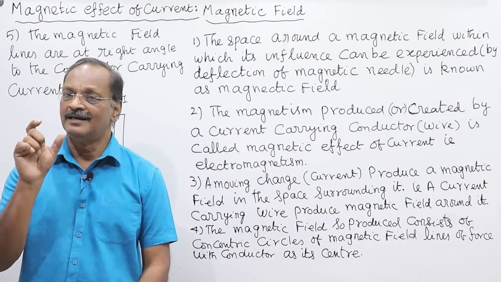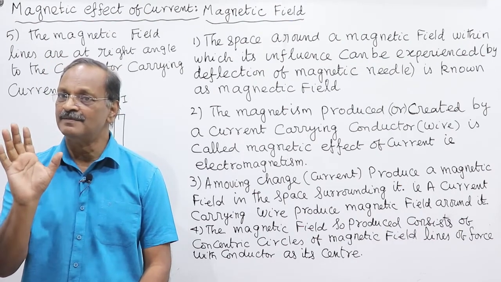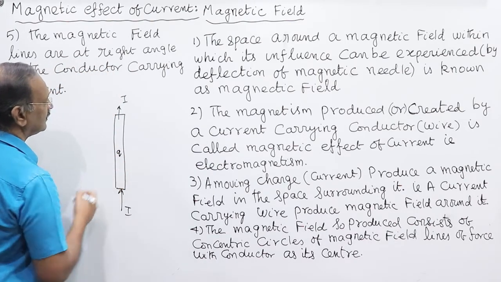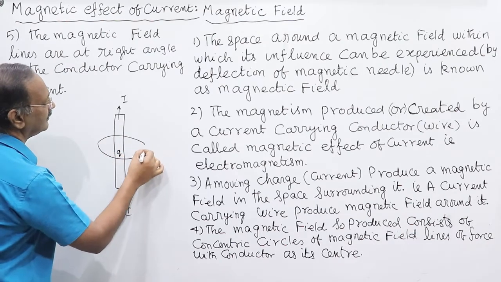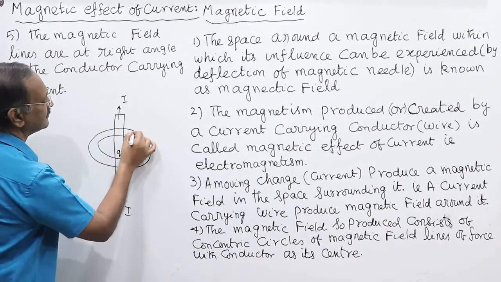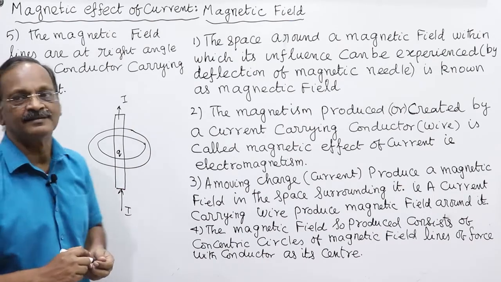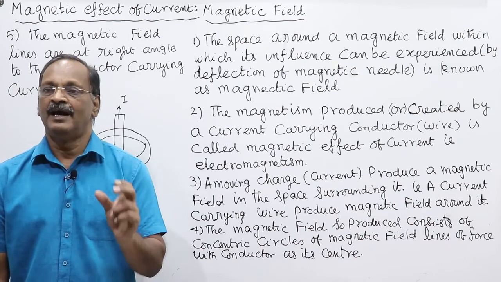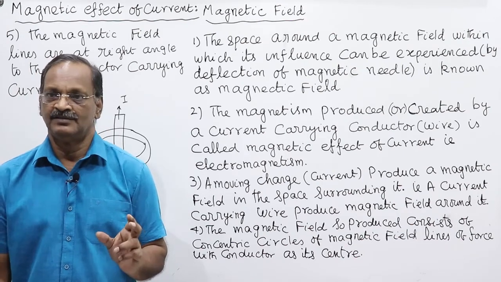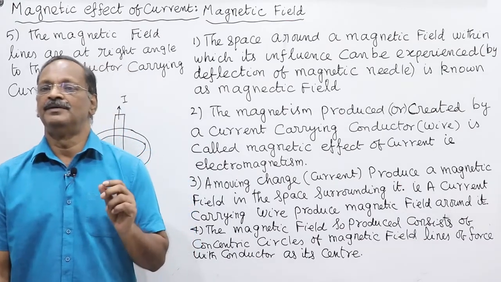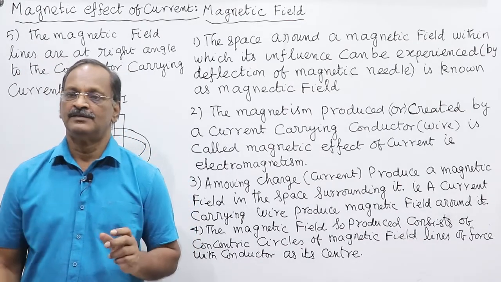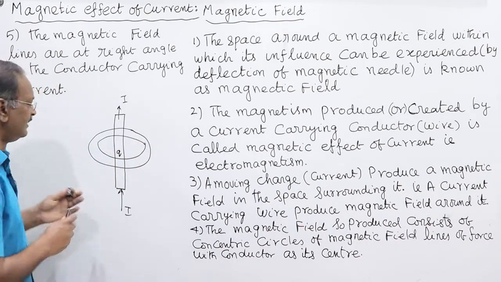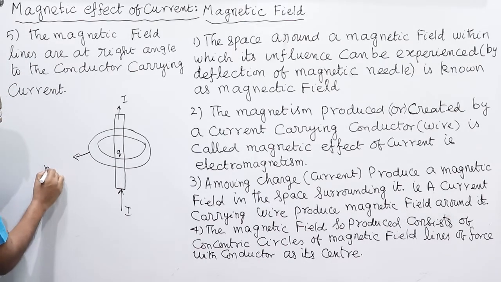A moving charge or a current creates a magnetic field in the surrounding space. This moving charge will create a magnetic field around it in the form of concentric circles. Magnetic field is a vector quantity, it means it will have a magnitude as well as its direction. So a current carrying conductor produces a magnetic field around it. The magnetic field consists of concentric circles of magnetic field lines. This is called magnetic field lines.